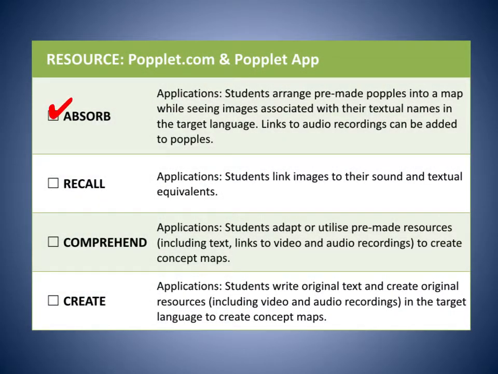In the absorb category, students could arrange pre-made popples into a map while seeing images associated with their textual names in the target language. Links to audio recordings could also be added. In the recall category, students might link images to their sound and textual equivalents. In comprehend, students might adapt or utilize pre-made resources, including text, links to video and audio recordings, to create concept maps. And in the create category, students would write original text and create original resources, including video and audio recordings, in the target language to build concept maps from the ground up.